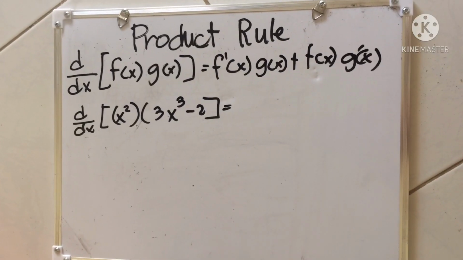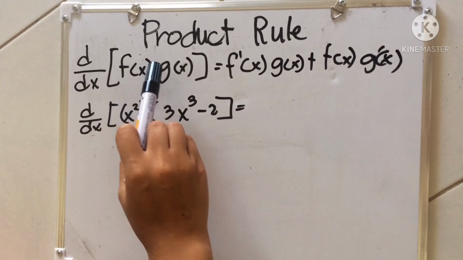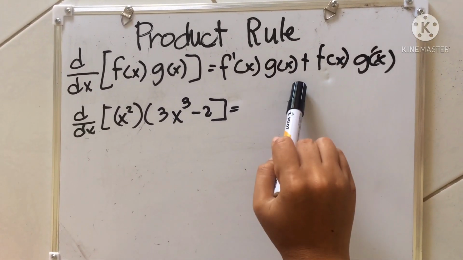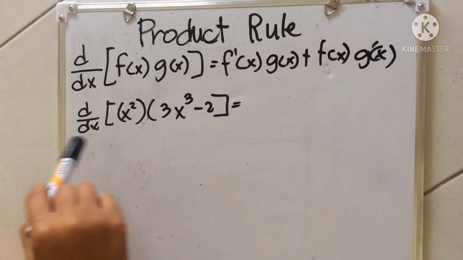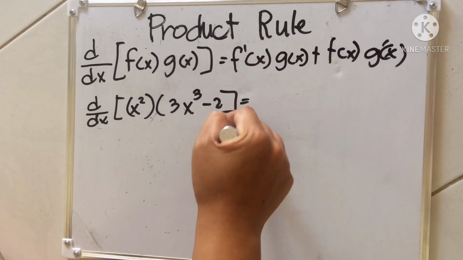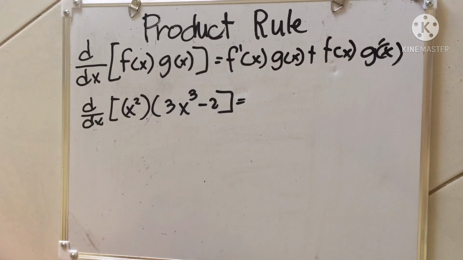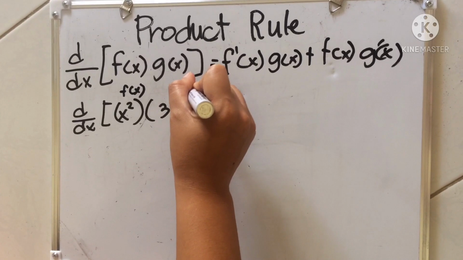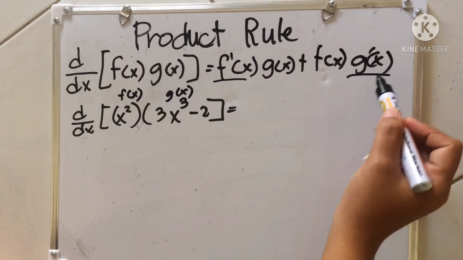Product rule: if we have the derivative with respect to x of f of x times g of x, it is equal to f prime of x times g of x plus f of x times g prime of x. For example, if we have the derivative with respect to x of x squared times 3x cubed minus 2, this is the value of f of x, and this is the value of g of x. So let's find the f prime of x and g prime of x.